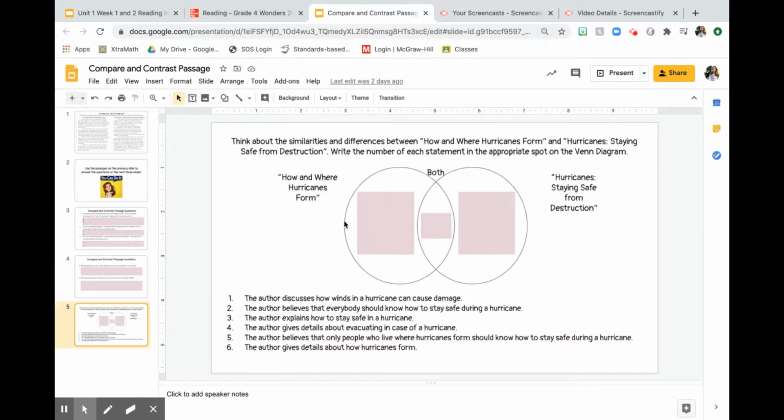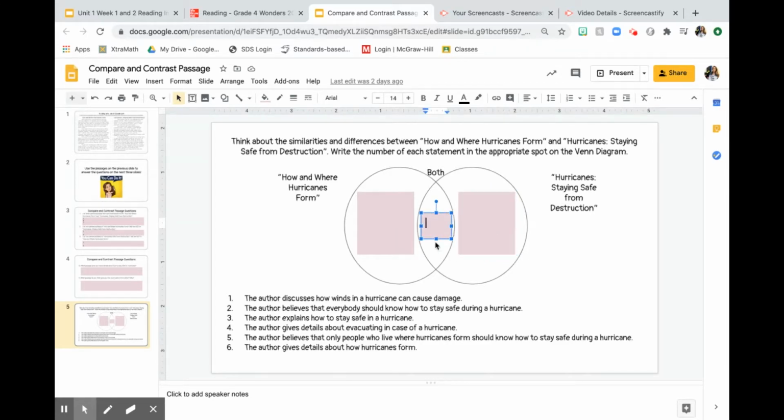That last page is going to be a Venn diagram. Venn diagrams help us to see what is in one story, what's in another, and then what's in both. So what you're going to do is take these 6 statements and write the number in the corresponding box. So this one right here is going to be just in how and where hurricanes form. If you type the number in this box, it means it's just in hurricanes staying safe from destruction. And if you type the number in the middle, that is where they overlap. It's what is in both stories.